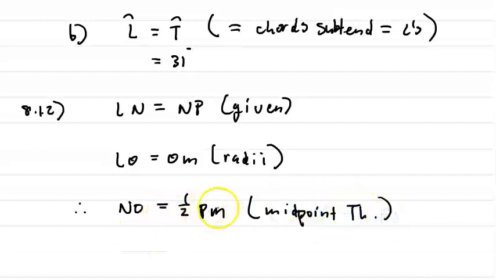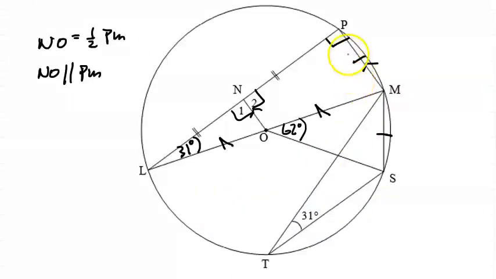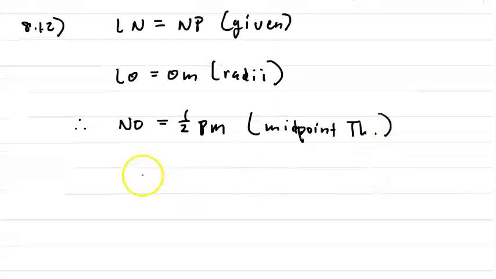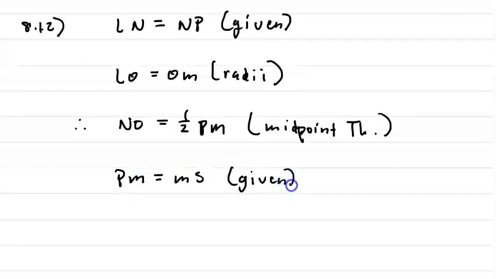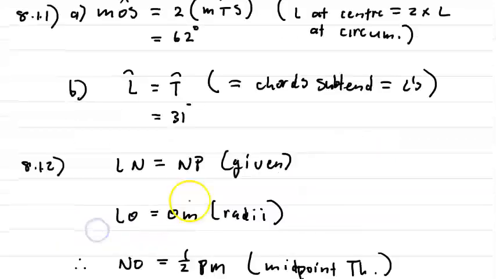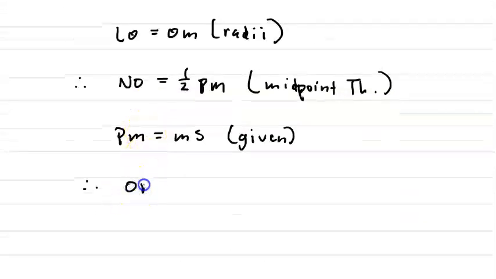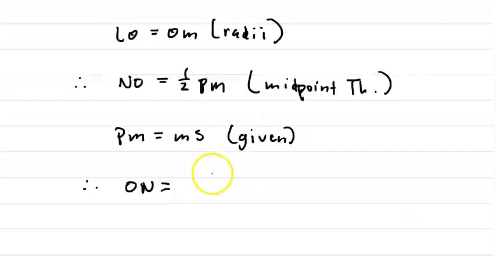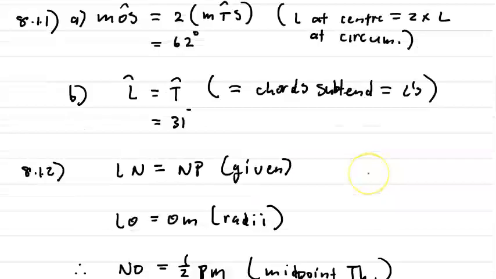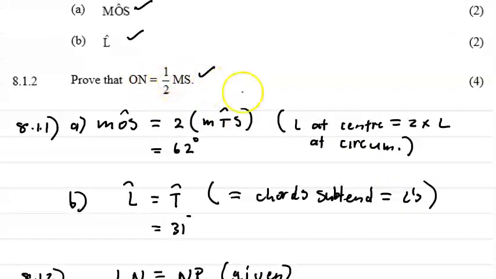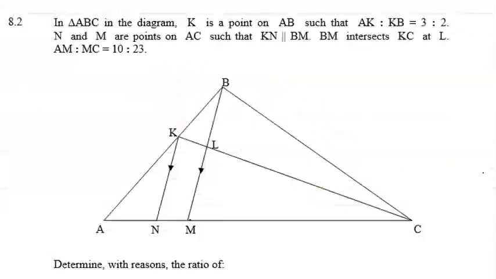But what do we know? We know that PM is equal to MS, given. So we'll say PM equals MS, and that was given to us. Therefore, we can now conclude that ON is going to equal half of MS. That's our solution. ON equals half of MS. And that's now done.